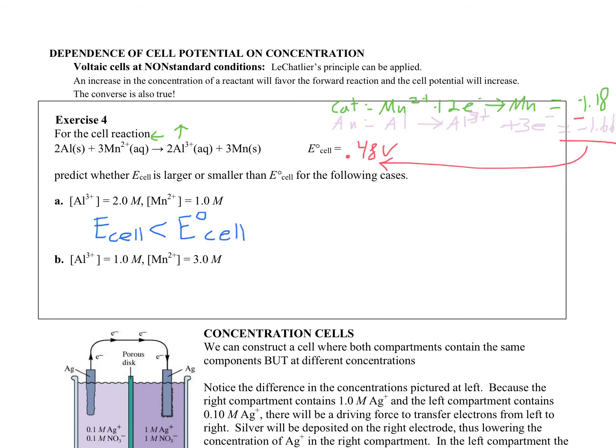Whereas if I leave the ion concentration the same, but increase the manganese ion, then if I increase that one, add away, we're going to push towards products. If I'm forcing this reaction faster towards the products, we're going to transfer those electrons more rapidly, so the E cell will be greater than what the cell would have been at standard conditions. So, basic Le Chatelier's principle stuff.